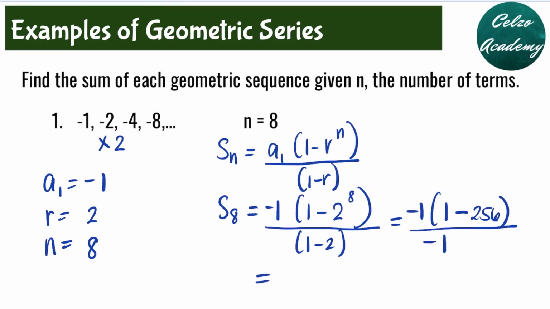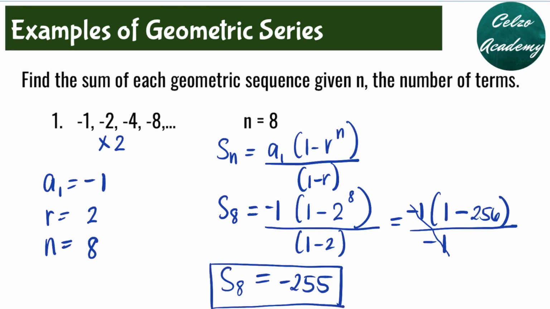Simplifying this further, negative 1 divided by negative 1 is positive 1. And 1 minus 256 is negative 255. So this means the sum of the first 8 terms in this geometric sequence is negative 255.